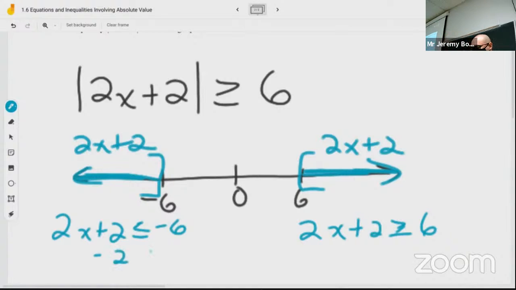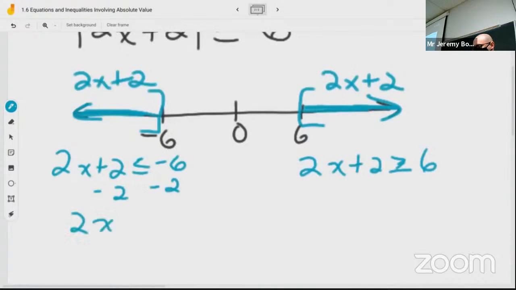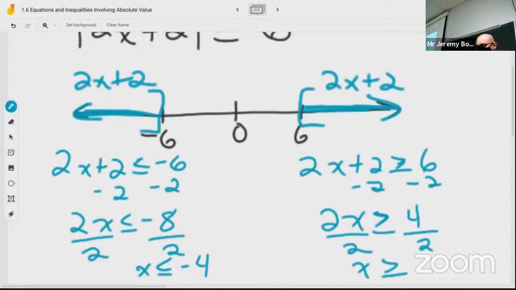So subtract 2, we'll get 2x is less than or equal to negative 8, divided by positive 2. My inequality doesn't need a switch, it's positive 2. And so x is going to be less than or equal to negative 4. Here I'll subtract 2, so 2x is greater than or equal to 4, divided by 2, and x is going to be greater than or equal to 2.